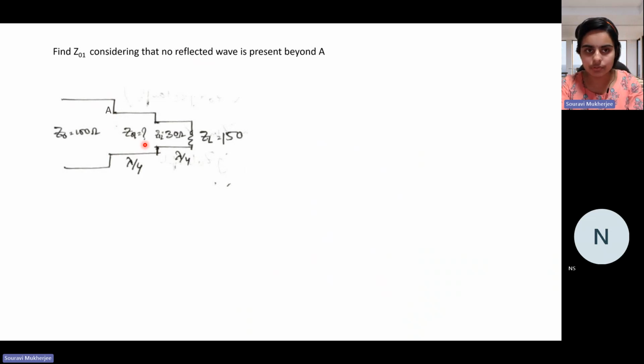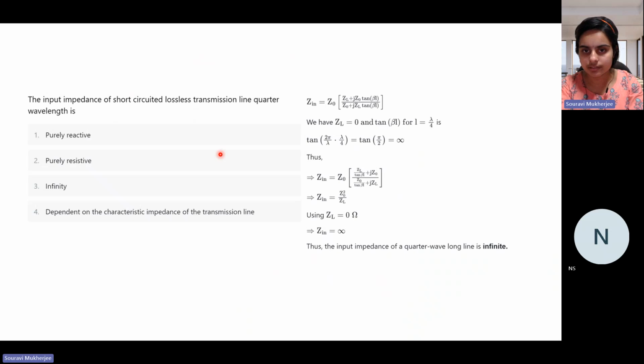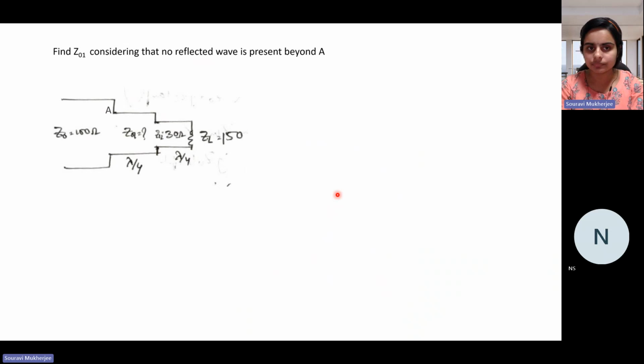So now if you use that relation, you can use this same relation. Now your Z in is 100, your ZL is 6, and you want to find Z naught. Can you do that? That will be your value of Z01. So basically, that's how these kinds of questions are to be addressed.